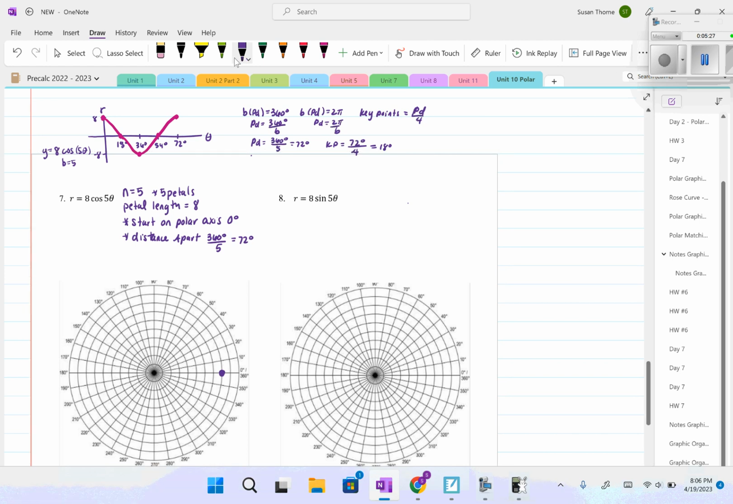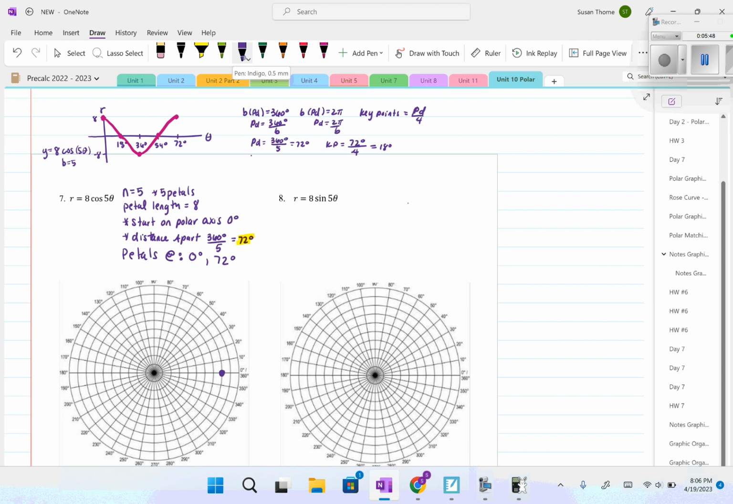So that's where we're starting. So we have petals at, the first one would be 0 degrees, and then we said the spacing between each petal is going to be 72 degrees because they're always equidistant apart. So the next petal is going to be at 72 degrees.